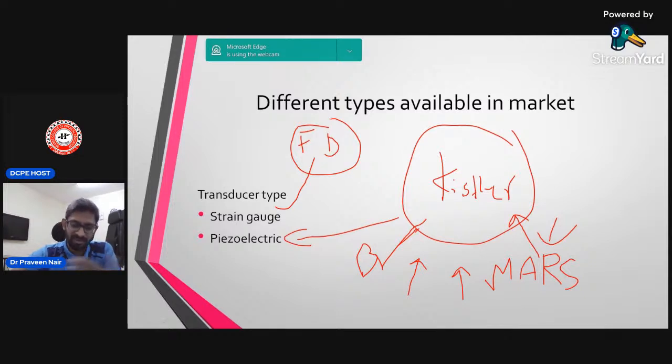ForceTex is not lifetime, every year you have to pay and renew it. But there is one special thing in this, it will give you again instant results, comparison on the spot.